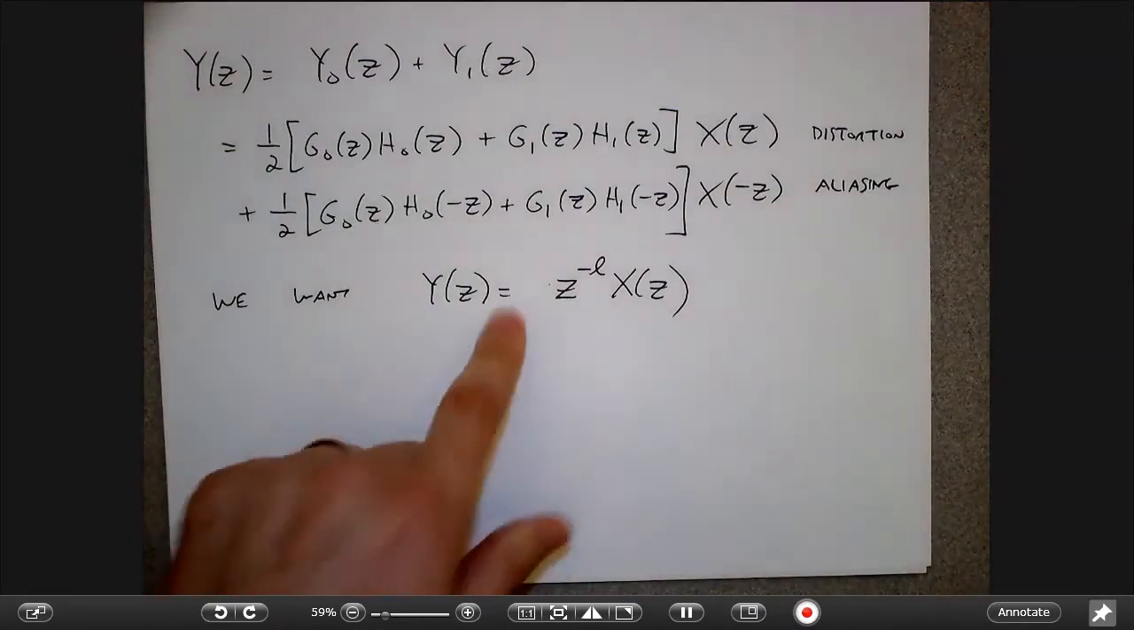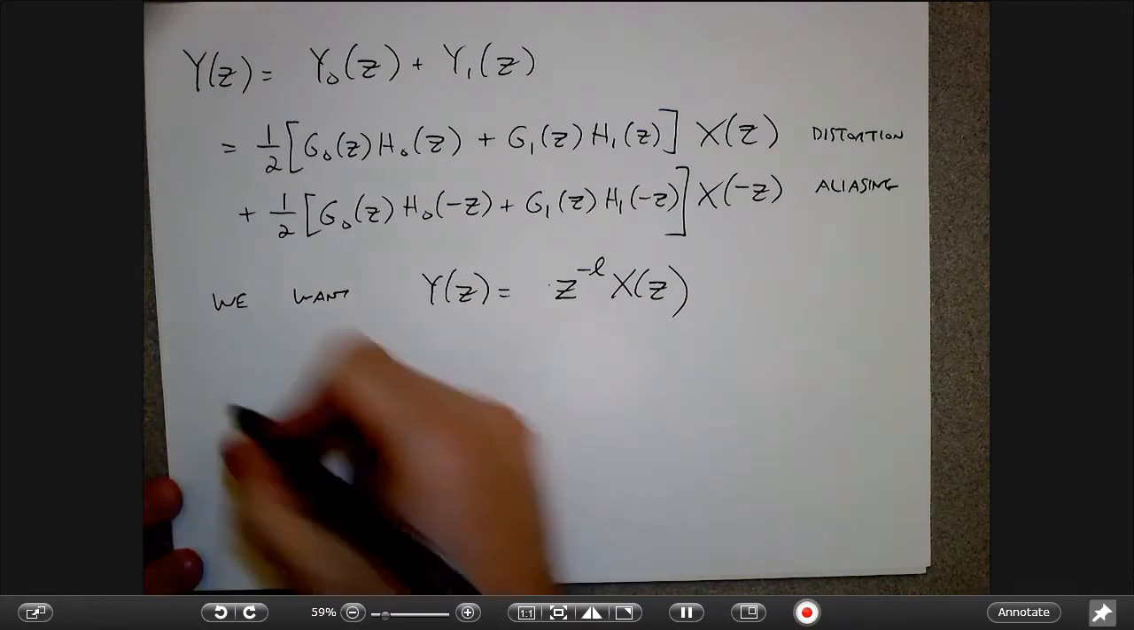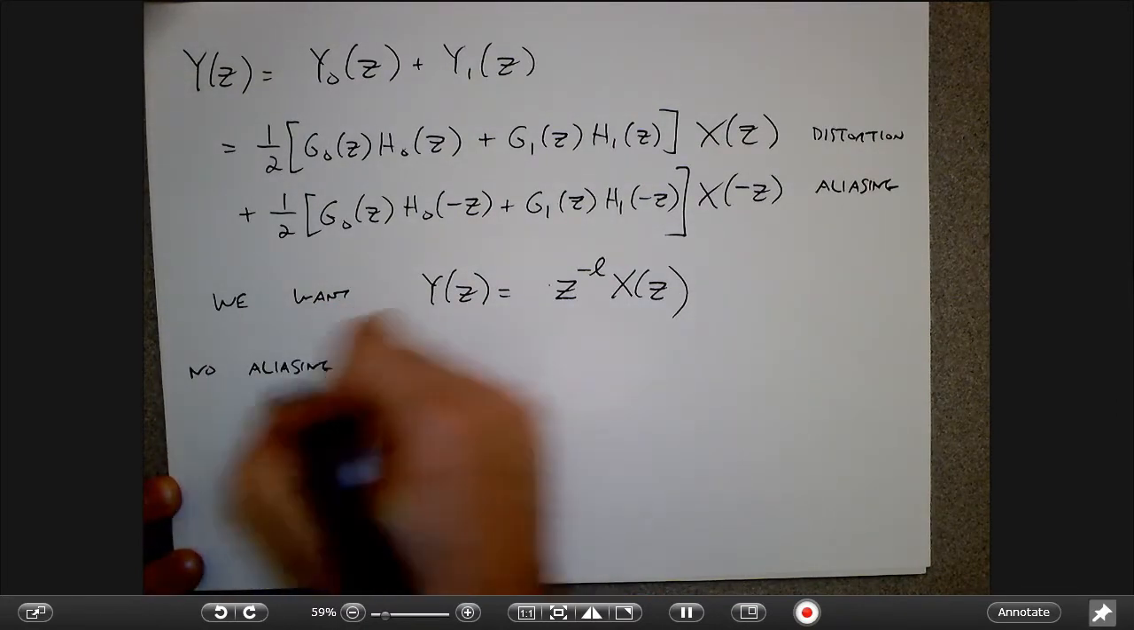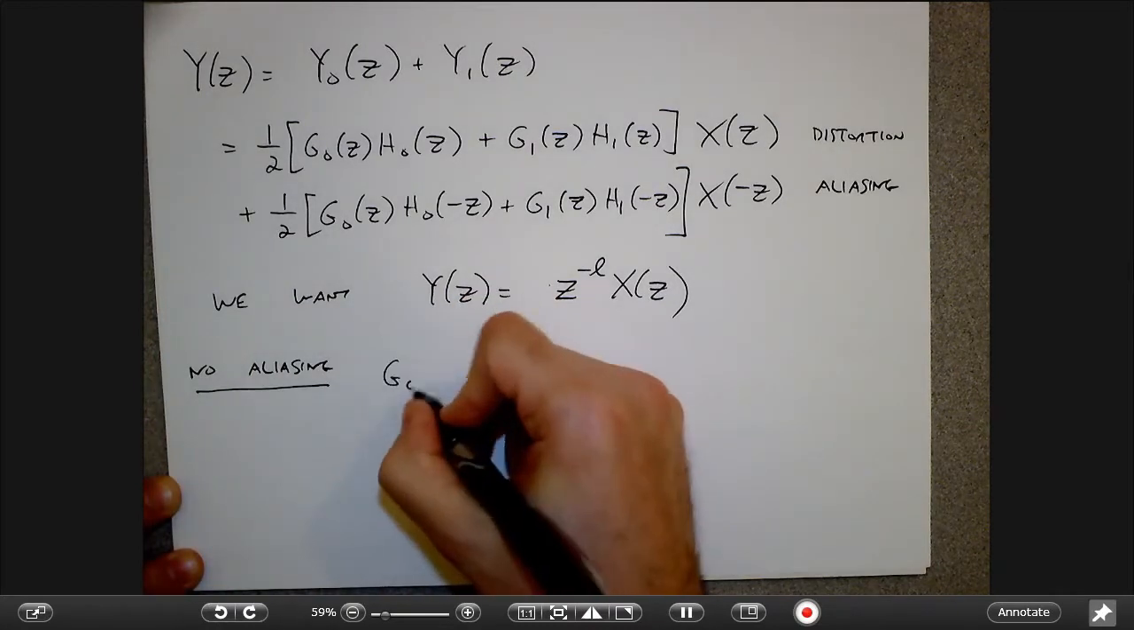And so for this to happen, what we need are two properties, right? For no aliasing, we need this whole second term to be 0.